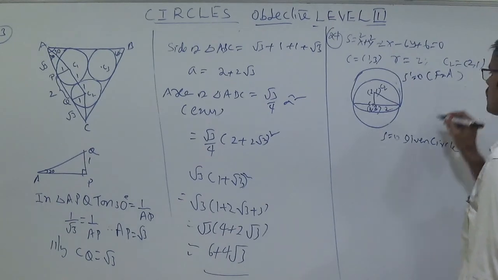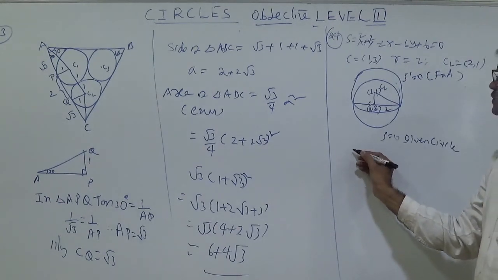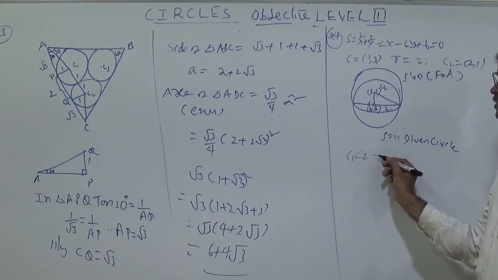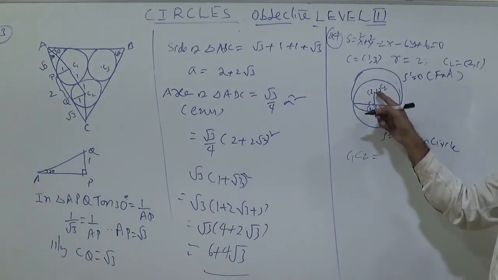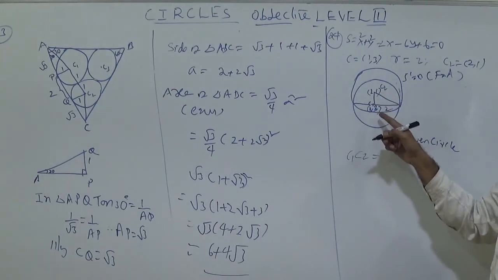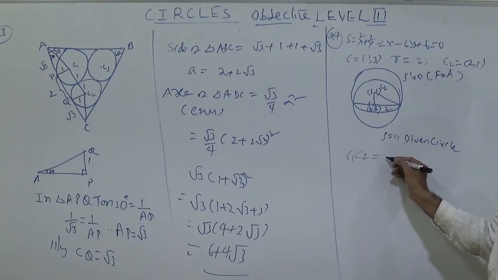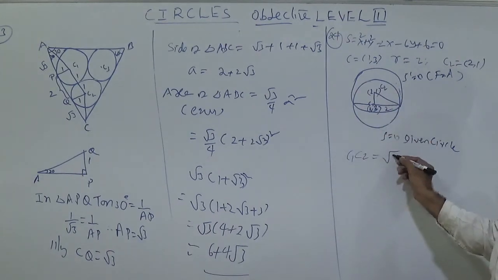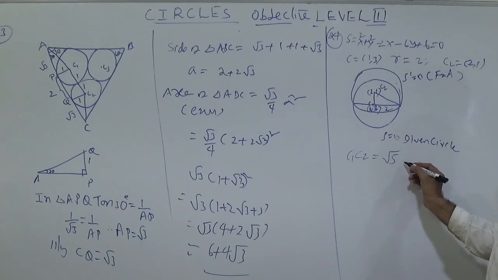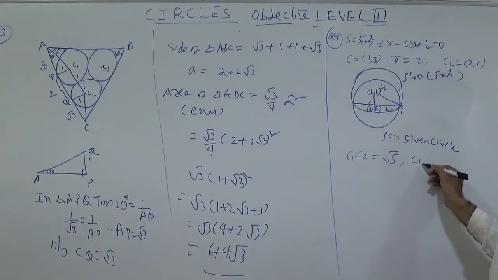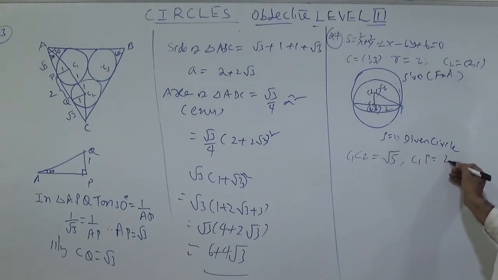C2 is equal to (2, 1). Now C1C2 you calculate. C1C2 means the distance between (2, 1) and (1, 3): (2 minus 1) whole square is 1 and (1 minus 3) whole square is 4. So C1C2 is equal to root 5. Put here this is a P. So C1P is equal to 2, given.